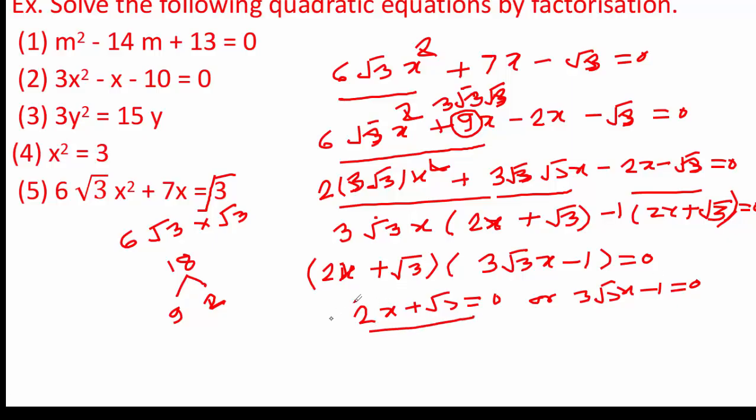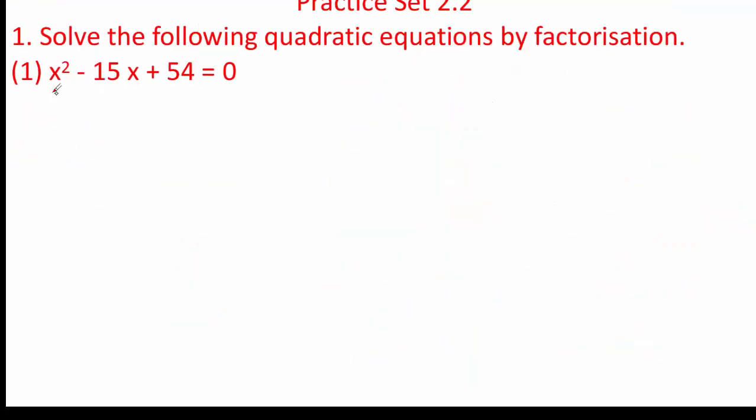Therefore, from this, transfer this root 3 to the right side, that becomes minus root 3, and 2 to the right hand side, it becomes minus root 3 divided by 2, or x equal to 1 divided by 3 root 3. These are the solutions. Solve the following quadratic equation by factorization.